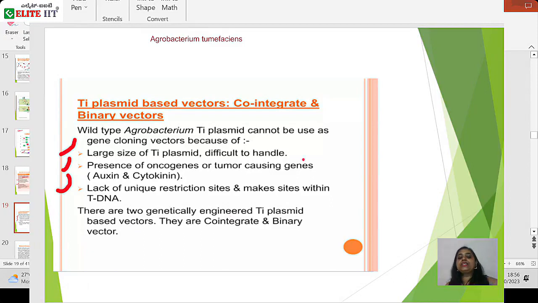There are two genetically engineered TI plasmids. Okay, TI plasmid, but that is not the natural one, the wild one. It is genetically engineered. Those are actually used. Those are known as co-integrate and binary vector. Okay, co-integrate vector and binary vector, generally utilized.